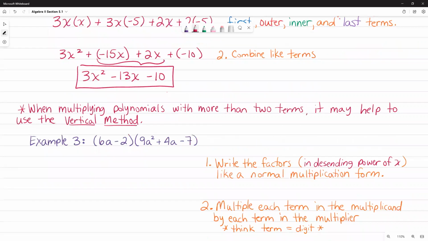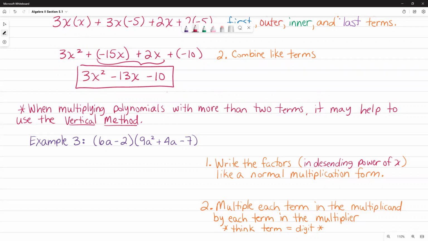All right. So when we multiply polynomials that have more than 2 terms, so we have trinomials with binomials or 2 trinomials multiplied times each other, it may help to use the vertical method. So all you're doing is using multiplication, but instead of multiplying the digits in 2 numbers, you're treating each term like a digit. Let me show you what I'm talking about.